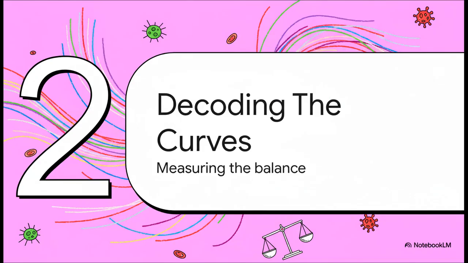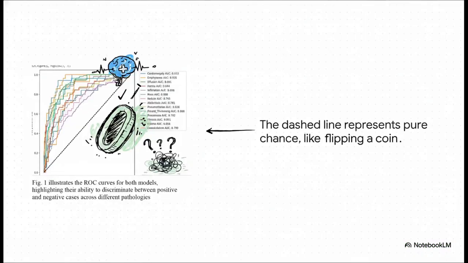All right, so with that balancing act in our heads, let's go back to our chart. All of those colorful lines, they're basically a picture of how well the AI is doing that exact juggling act for different diseases. First things first, your eye is probably drawn to that dashed line cutting right through the middle. You can think of that as our baseline. That line represents an AI that's just guessing, literally flipping a coin. Any model performing on or below that line is basically useless.